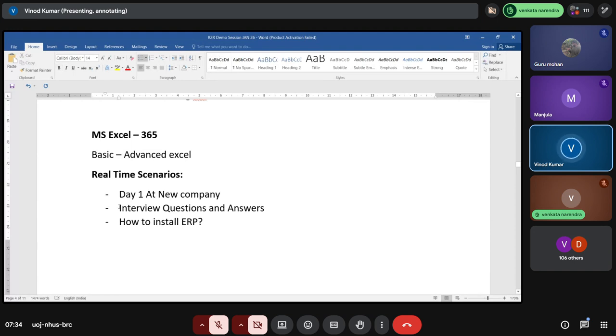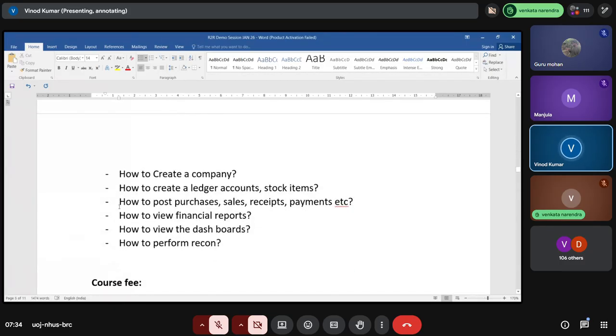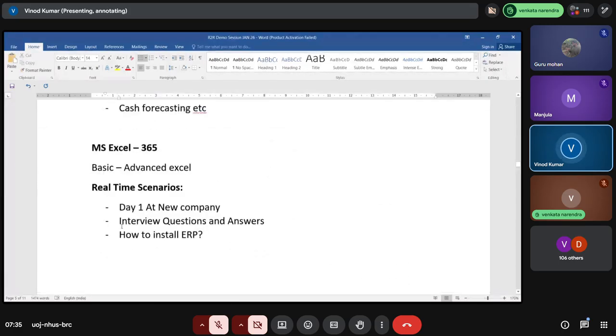How you need to start the day at a new company, what are the interview questions and answers, how to install the applications, how to create a company, how to create ledger accounts, how to post the purchases, sales, receipts, payments, how to view the financial reports, how to view the dashboards, how to perform the reconciliations. So all this will be covered.